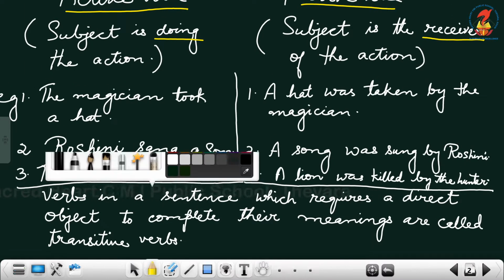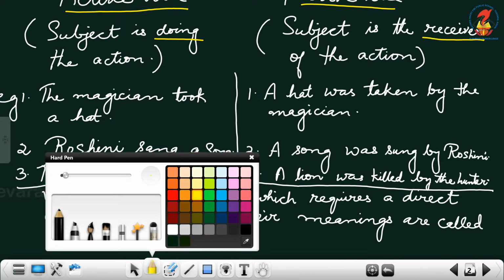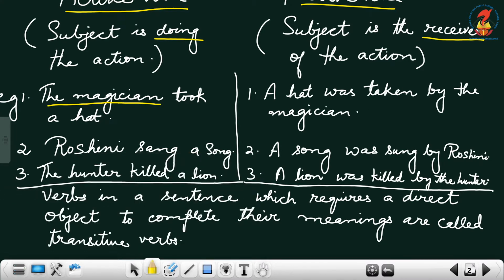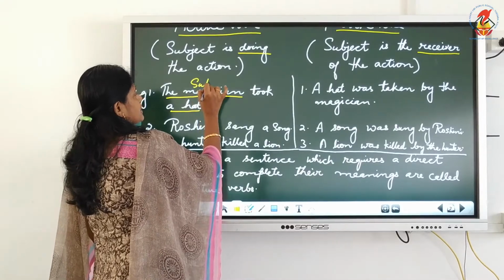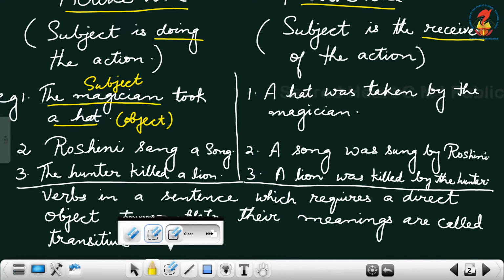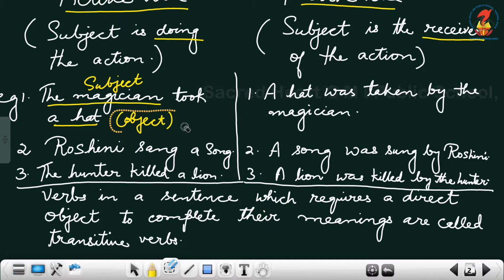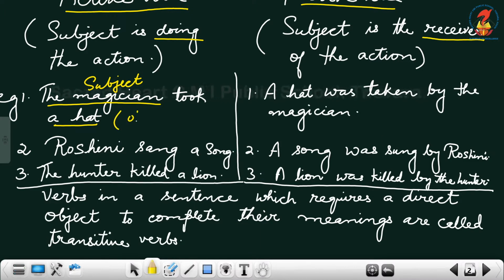For example, the first one we are doing is an example from your textbook only. The magician took a hat. So here this magician is the subject and hat is the object. Okay, magician is the subject and what did he take? A hat. So hat becomes the object.